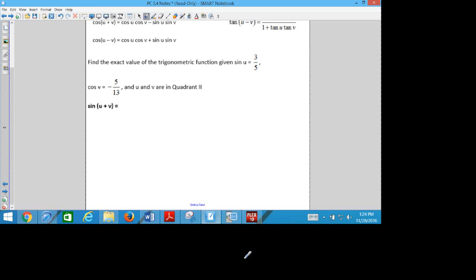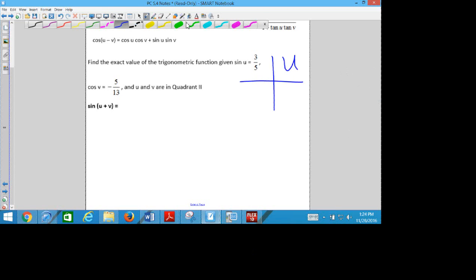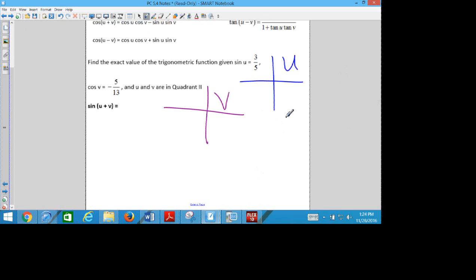So the first part says find the exact value of the trigonometric function given sine of u is 3/5, cosine of v is negative 5/13, and u and v are both in quadrant 2. I'm going to draw two pictures. I'm going to draw one for sine of u, and a second one for v. They're both in quadrant 2, and it's telling me that the sine is 3/5. So I put y over r, 3/5.